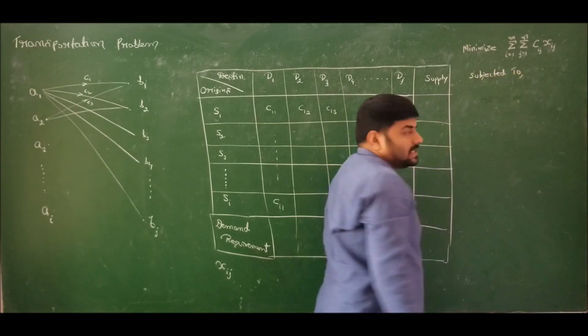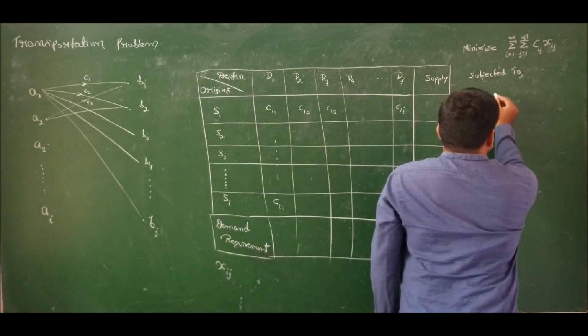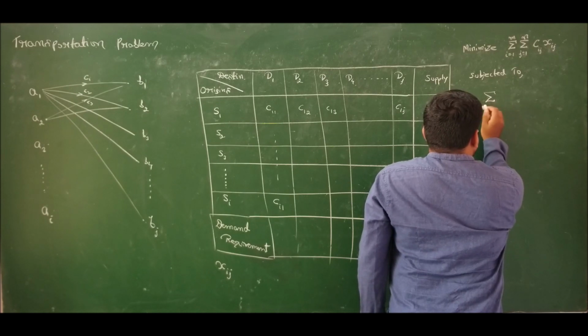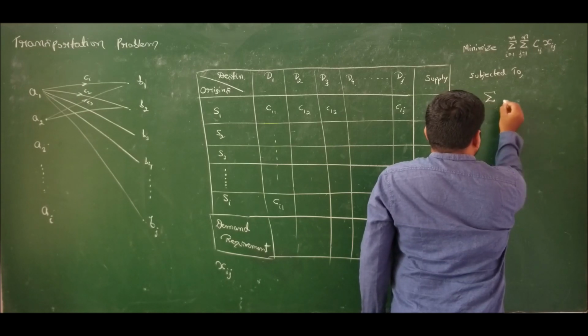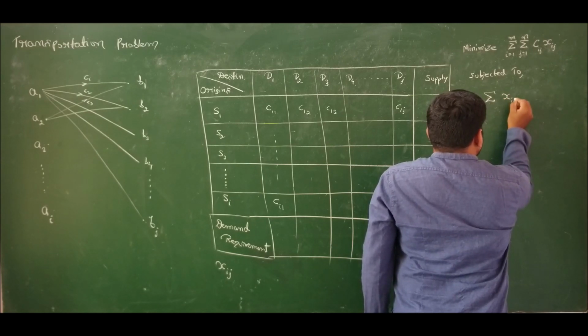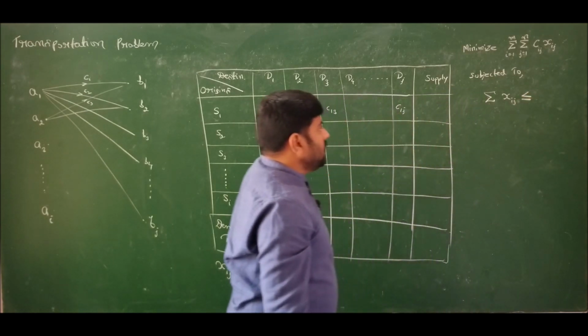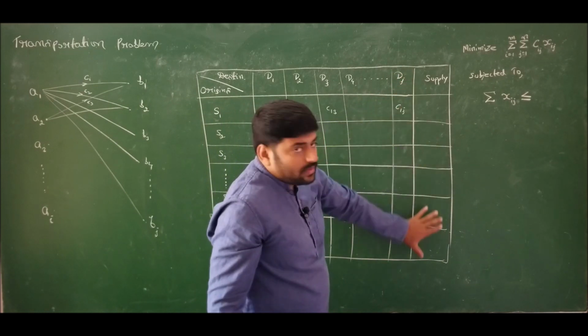Subjected to. What are the constraints we have? The first constraint is that whatever commodity leaves the origin, that is Xij, should always be less than or equal to the supply.